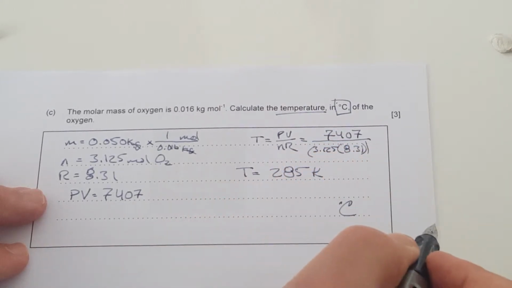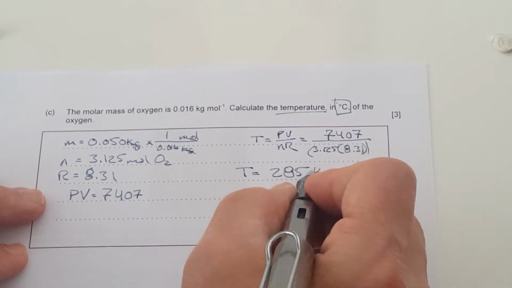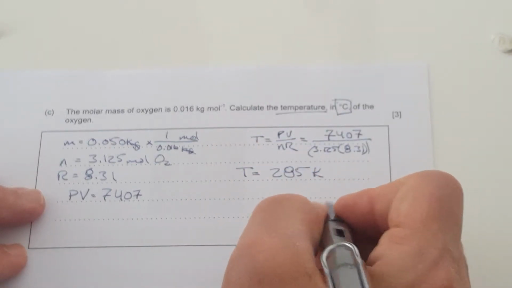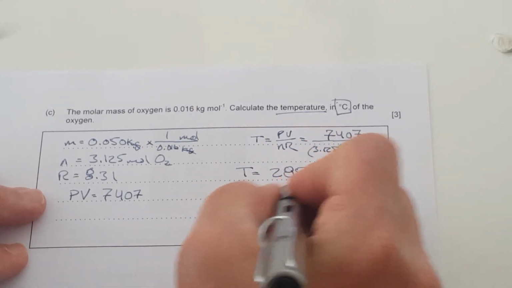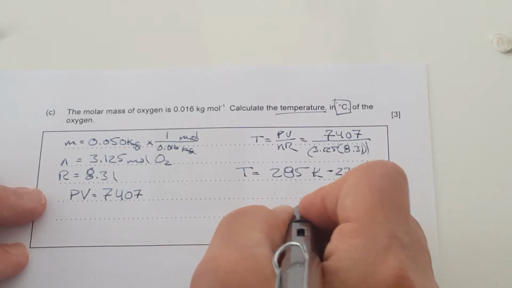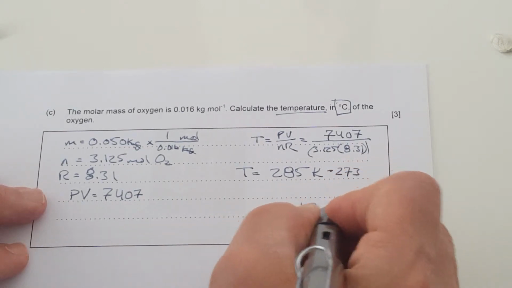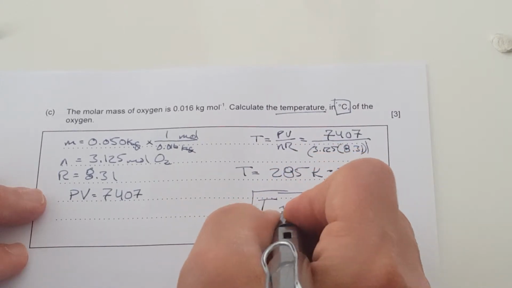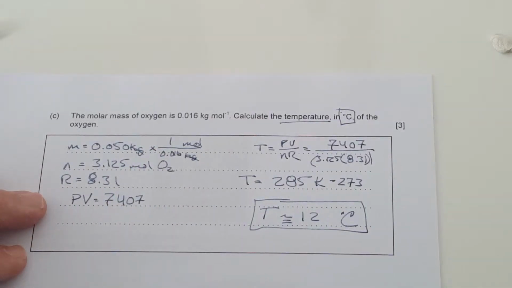285 Kelvin. Doing some conversion, I need to go from Kelvin to Celsius. So I know that it's minus 273. So I'm going to take Kelvin minus 273, and I get approximately 12 degrees. 12 degrees Celsius. Okay.